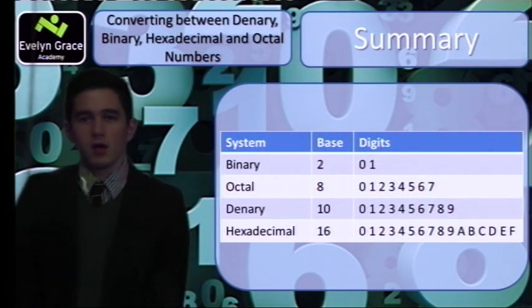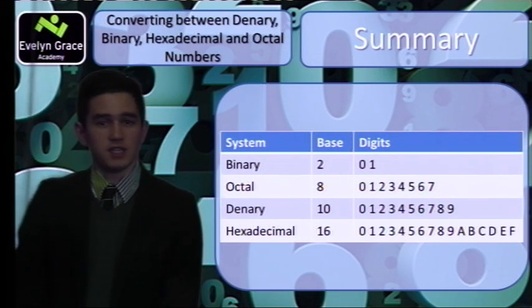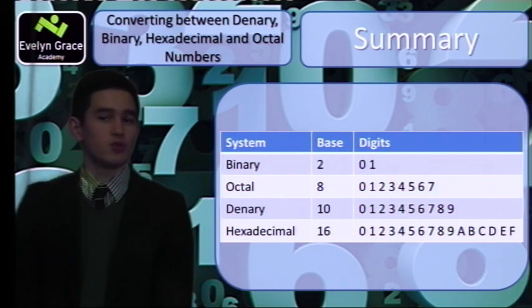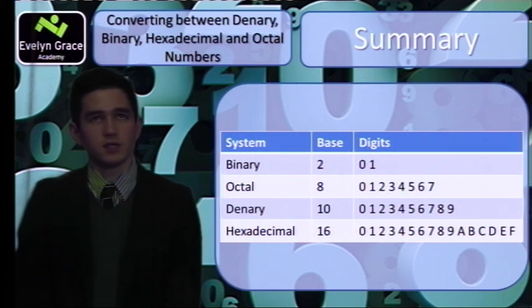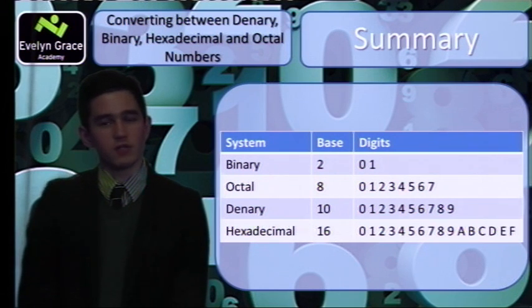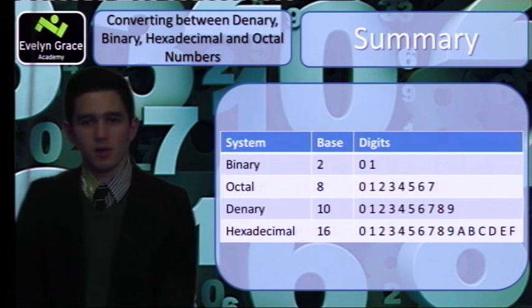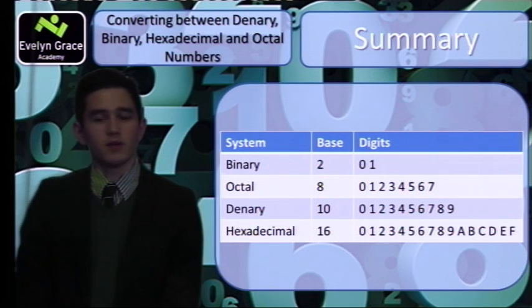Okay, so a summary. We have 4 systems that we need to know for A-level and 3 for GCSE. Binary is base 2, octal base 8, denary base 10, which we use every day, and hexadecimal base 16. You just need to remember each base means how many different digits you can use. So when you design your table, if it's base 2, you're going to go times 2 each time, base 10 times 10 each time, base 8 times 8 each time, and 16 you times by 16 each time.